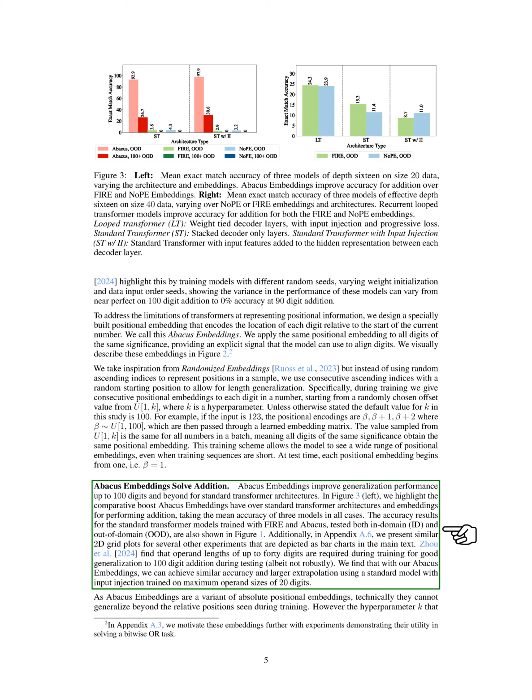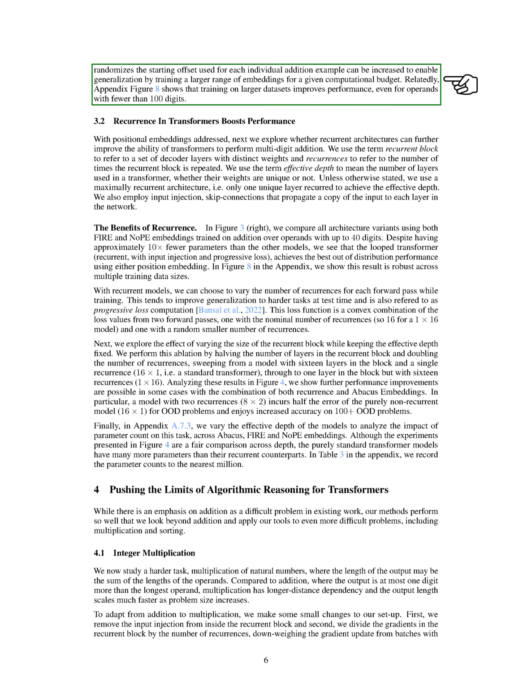Abacus embeddings significantly improved the generalization performance of standard transformer architectures for addition problems with up to 100 digits. By training on larger datasets, we found that the performance of the models improved, even for operands with fewer than 100 digits.